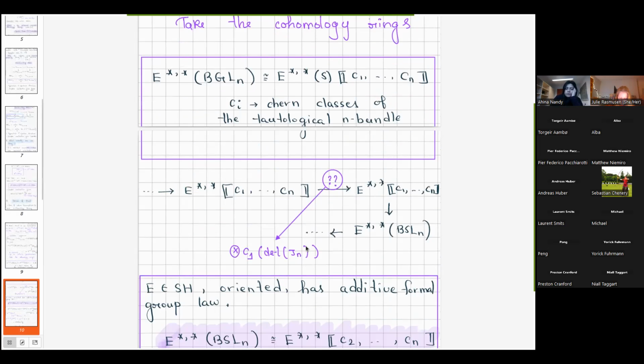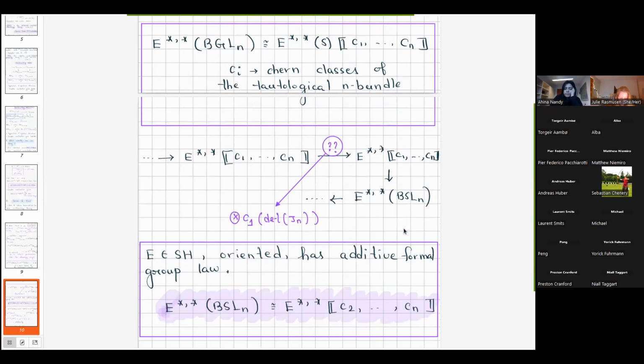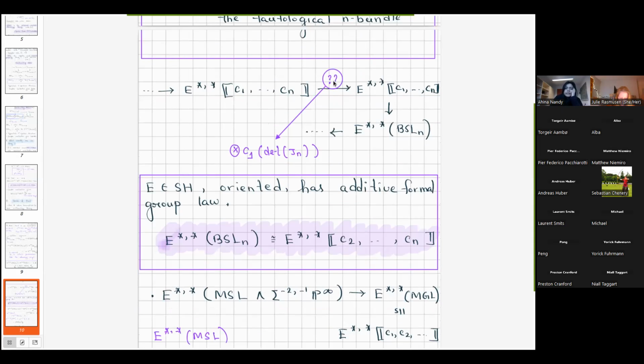Okay, so going into the nice place, we have something like this. And it's all about figuring out how this map looks. Because if we can figure out how this map looks, we can figure out how the E cohomology of BSLn, the infinite special linear Grassmannian, should look. So it turns out that we need some more adjectives for E. It has to be oriented. It has to have additive formal group law. Doesn't really matter for now. And with these adjectives, we know how the E cohomology of BSLn looks.